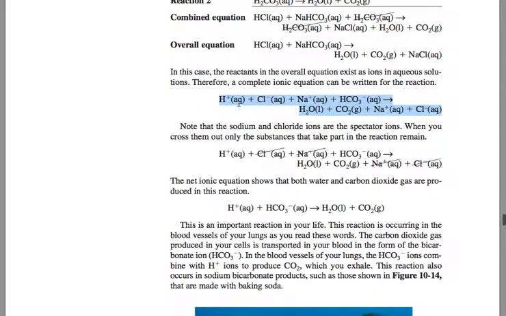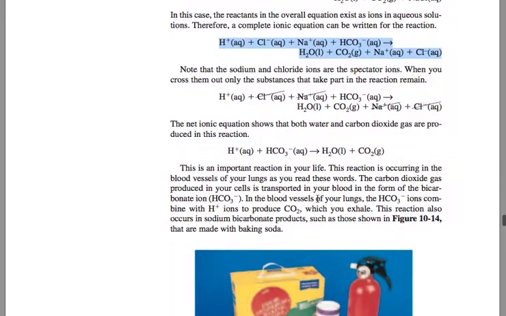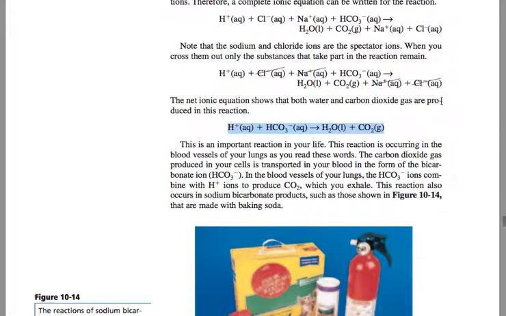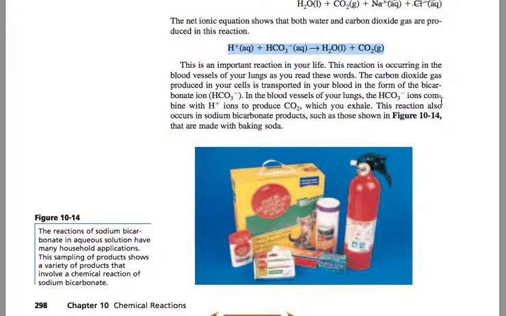So when you cross them out, only the substances that take part in the reaction remain, and so here's your net. Net means at the end, after you've done everything else to it, what you end up with, okay, is here. Only the things that react, because here we've crossed out any of the spectator ions, the ions that don't react. This is an important reaction in your life.